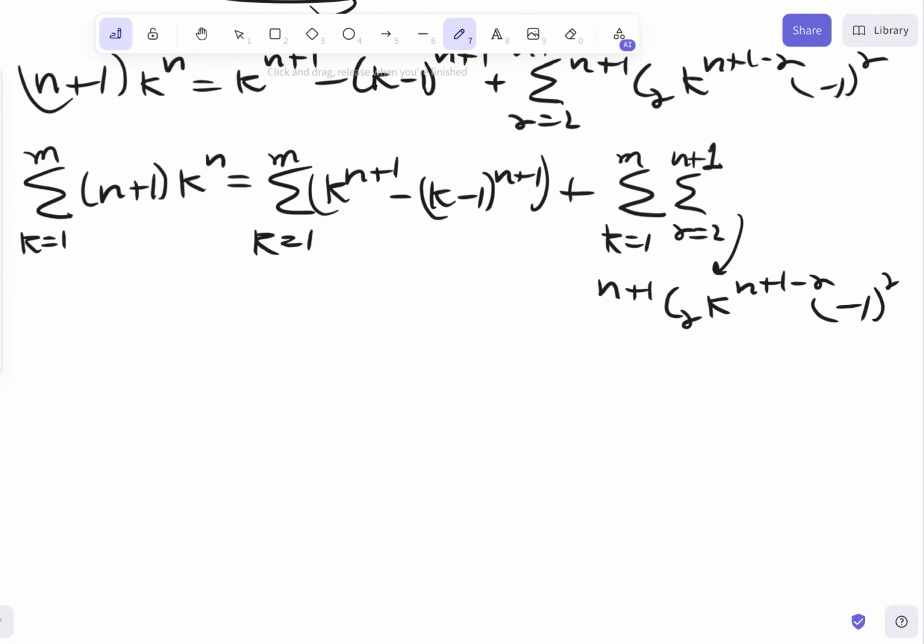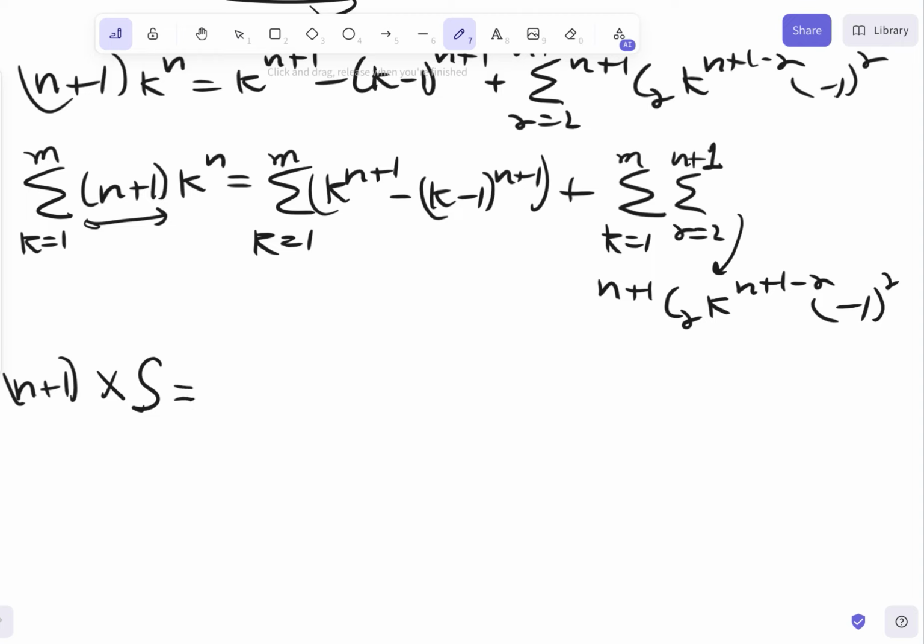Now this n plus 1 doesn't depend on k, so let's move this out of the summation. It's like taking common, and if you see we are summing from 1 to m, so this part will become 1 power n plus 2 power n plus 3 power n plus 4 power n up to m power n, and we notice that this is our sum that we need to find.